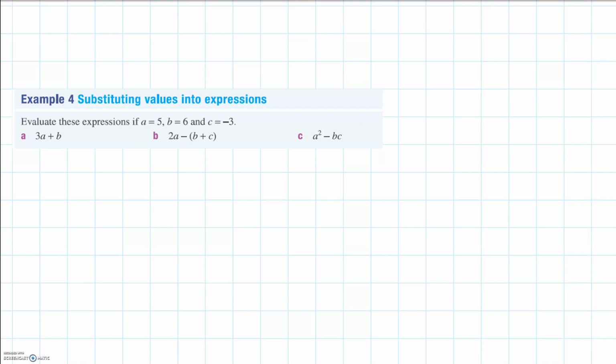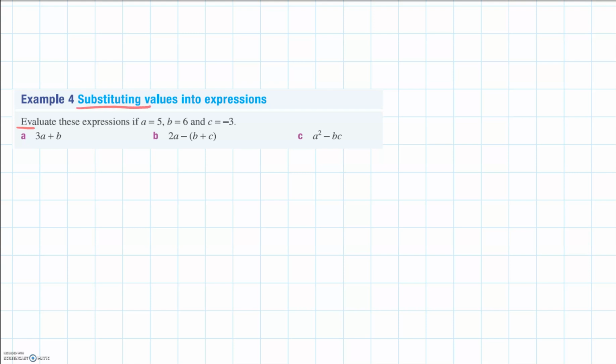Okay, so this is the last video for this first section, first chapter in the textbook. If you haven't seen the first two parts where I go through some of the language of algebra and some writing expressions, please have a look at those examples first. What I'm going to do now is go through this final example where I go through substituting values into expressions.